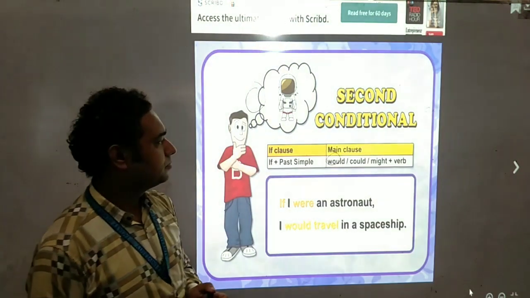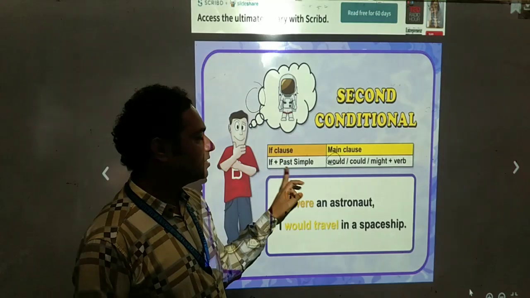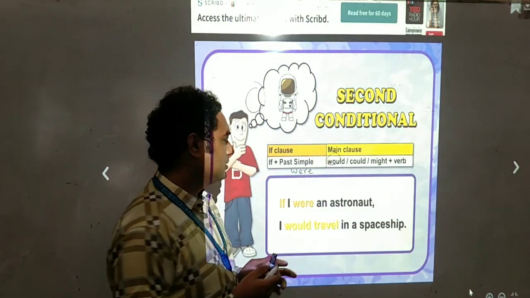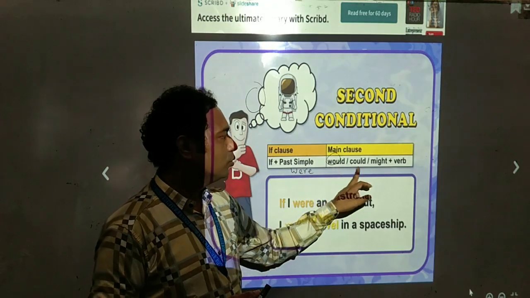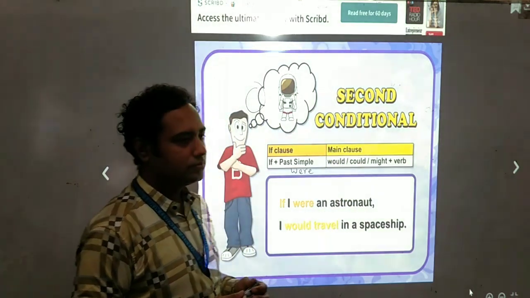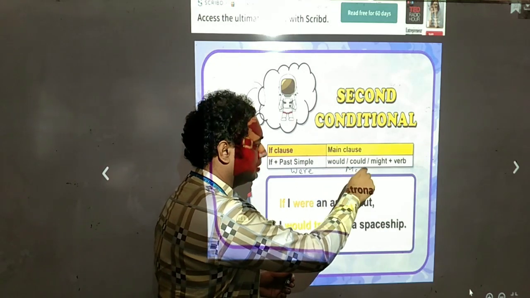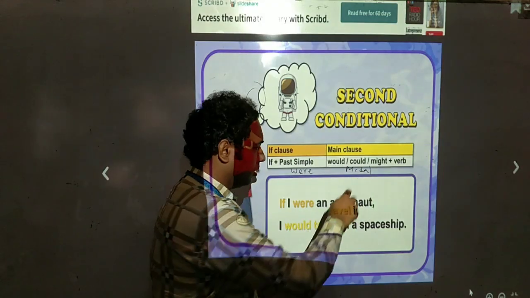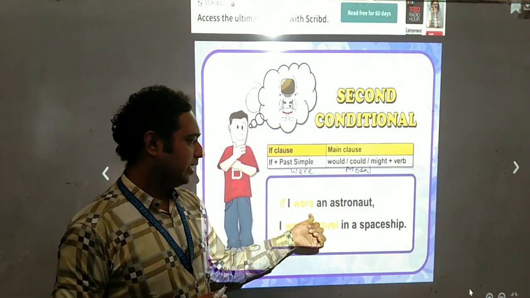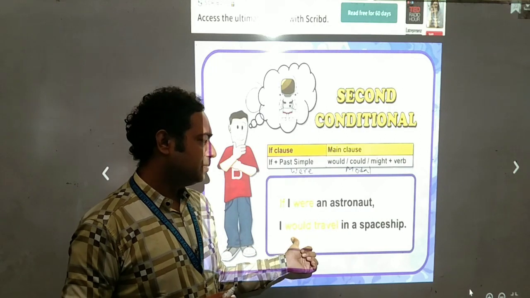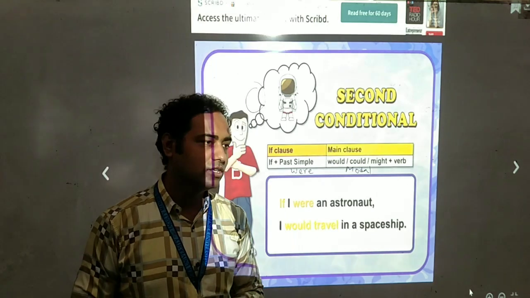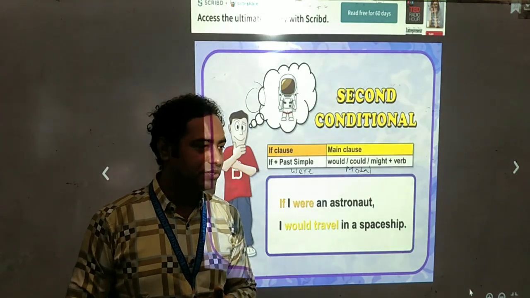Second condition. If plus past simple and auxiliary verb will always be where? Main clause, would, could, might, plus verb. They are called modals. If I were an astronaut, I would travel in a spaceship. Second condition. And the most difficult one is third condition, which will be very confusing for you, as I already gave you some of them.